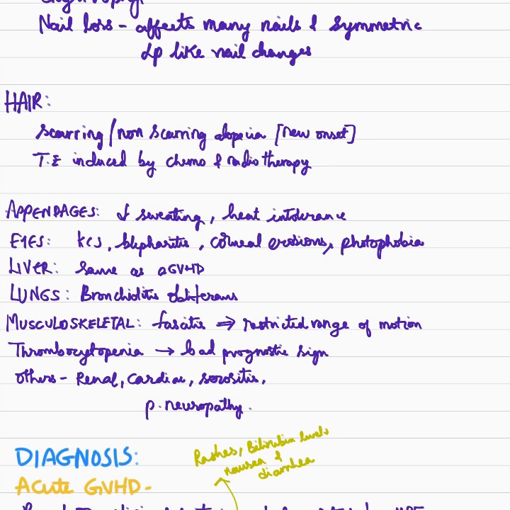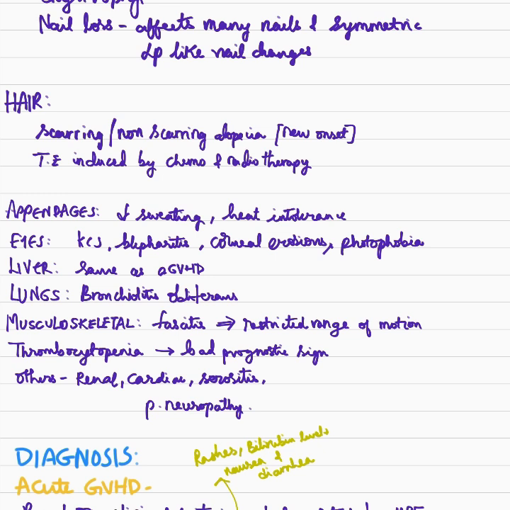Coming to involvement of other appendages, there can be decreased sweating due to involvement of eccrine glands, and there can be heat intolerance. In eyes, we can see keratoconjunctivitis sicca, blepharitis, corneal erosions and photophobia. In liver, we can find changes similar to that of acute GvHD, that is cholestasis, transaminitis and bilirubin elevation. In lungs, there can be bronchiolitis obliterans as a main manifestation.